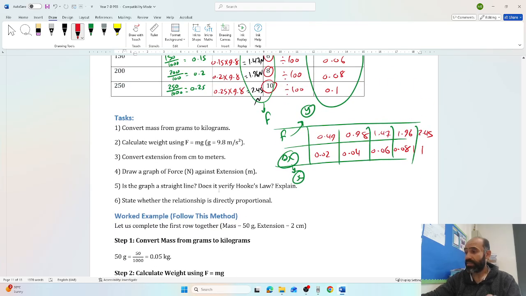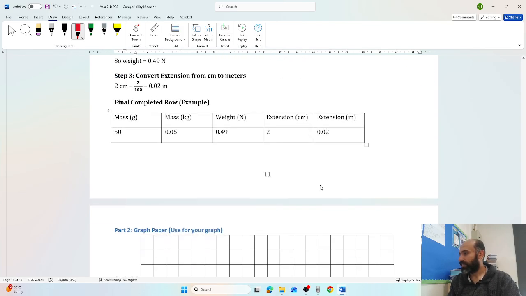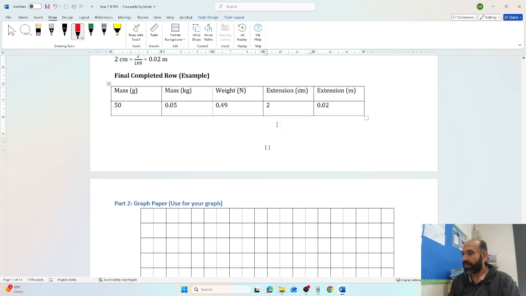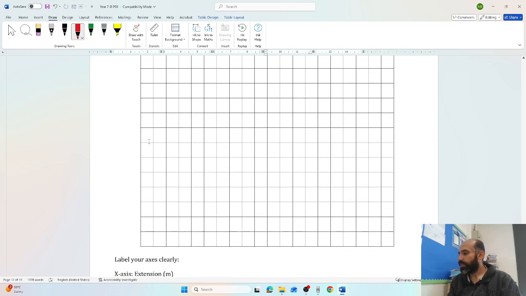So these are the steps. Convert mass from gram into kilogram, done. Calculate the weight by multiplying the mass times the acceleration due to gravity, done. Convert the extension from centimeter to meter, done. Draw the graph between force and extension, not done yet. And then we have some questions. So let's do it. So this is the example. How can we do this?